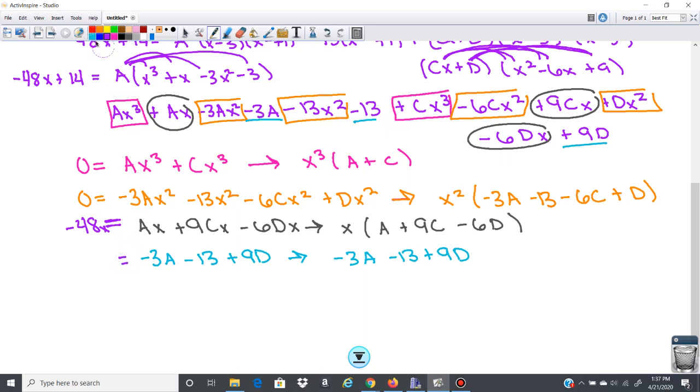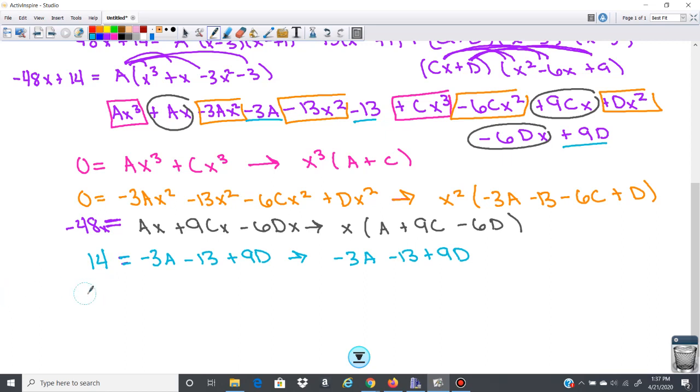Okay, so you're equating it to the term that it goes with. Whatever was for x cubed on this side would go here. There isn't one, so it's 0. There's no x squared term here, so you equate that to 0. There is an x term, it's negative 48. You're going to equate that to x. And then there is a constant term, which is 14.